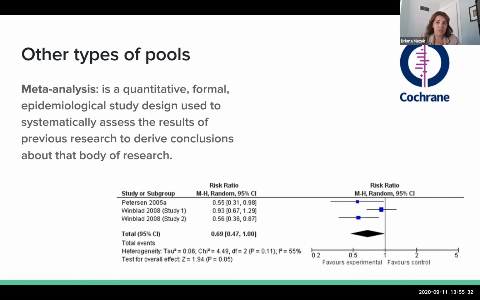The other types of pools are meta-analysis, which I think many of you are familiar with. Again, this is a quantitative formal design used to systematically assess the results of prior work, but this is another type of pool. And the ideas that go into it, we don't necessarily think about as trying to fill in information, but it is trying to fill in information. And that information is the fact that different studies have different strengths and limitations, and how do I come to a better approximation of the true value, given that these studies have different sources of strengths and limitations.